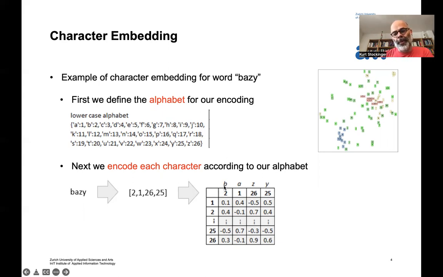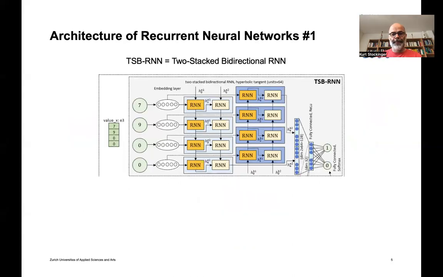Here, for instance, we have the characters B, A, C and Y, and here we have the characters that are embedded. In here we have the numbers which are learned by a machine learning model to represent these characters. The intuition is that characters that are similar are clustered together and dissimilar characters are far away from each other. This is also known from word embeddings, for instance, that are used in natural language processing.